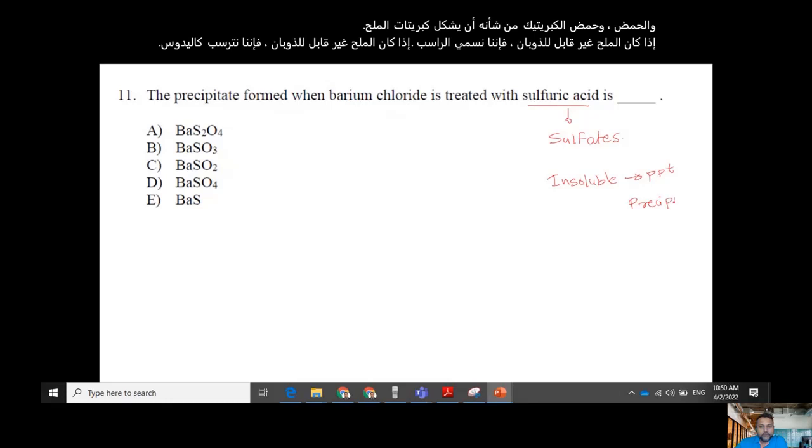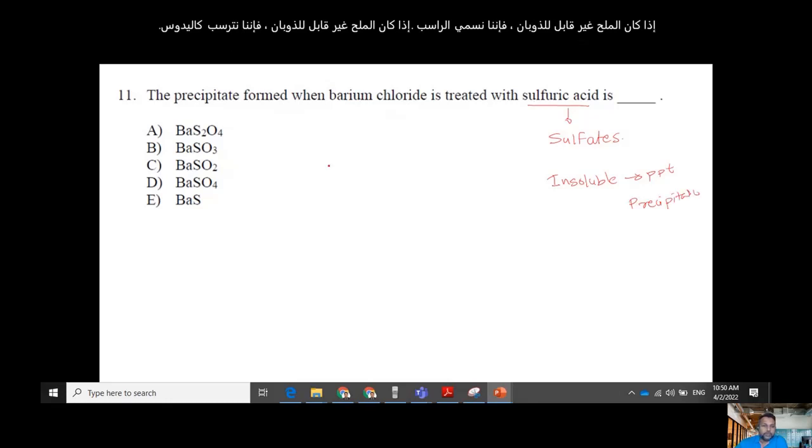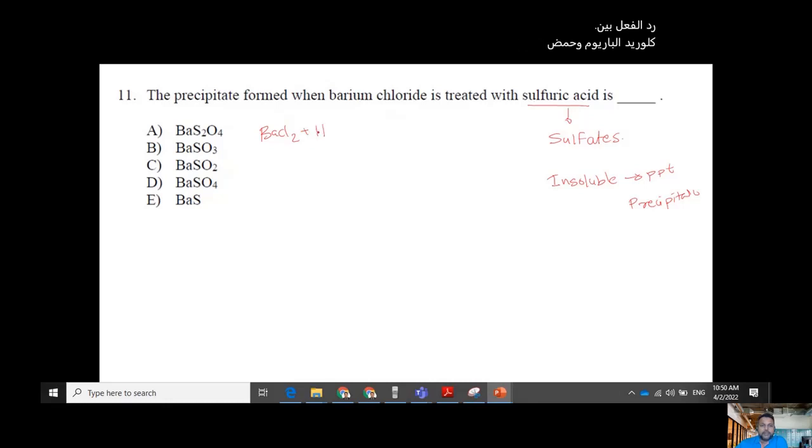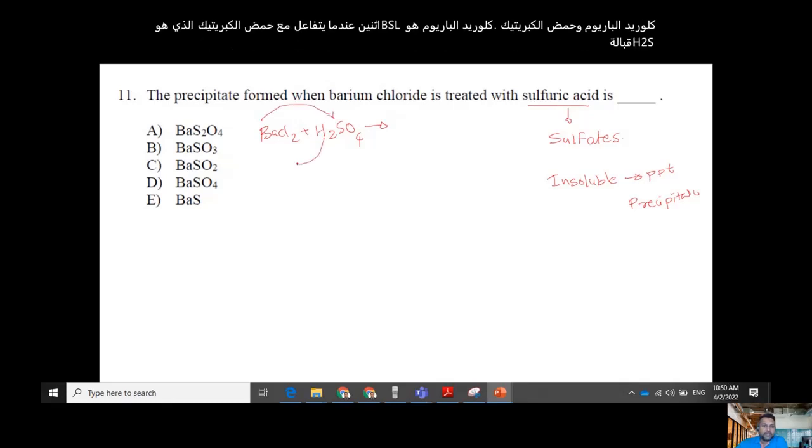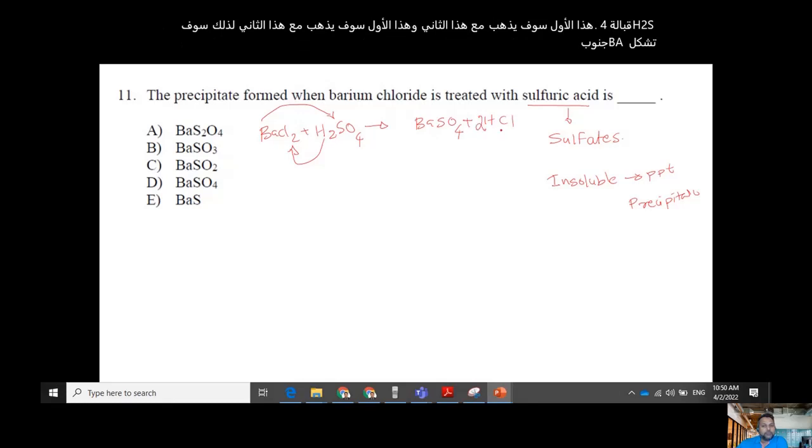Here, when you see the equation, the reaction between barium chloride and sulfuric acid: barium chloride is BaCl2, when it reacts with sulfuric acid, which is H2SO4. This first will go with this second, and this first will go with this second. So it will form BaSO4 plus HCl. When you see the balancing, you need a 2 to put here to balance this equation.